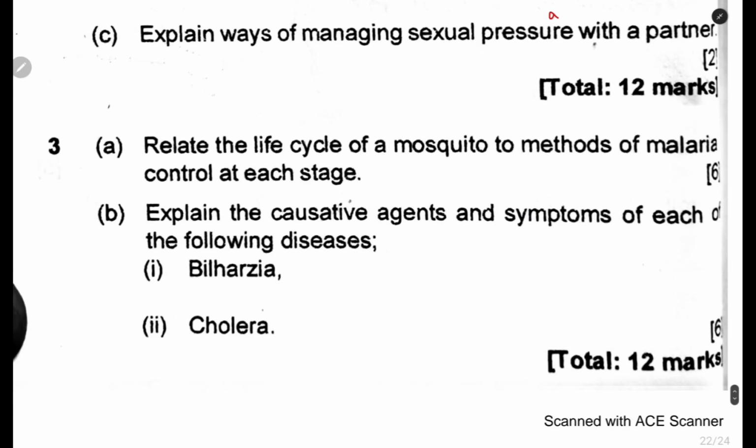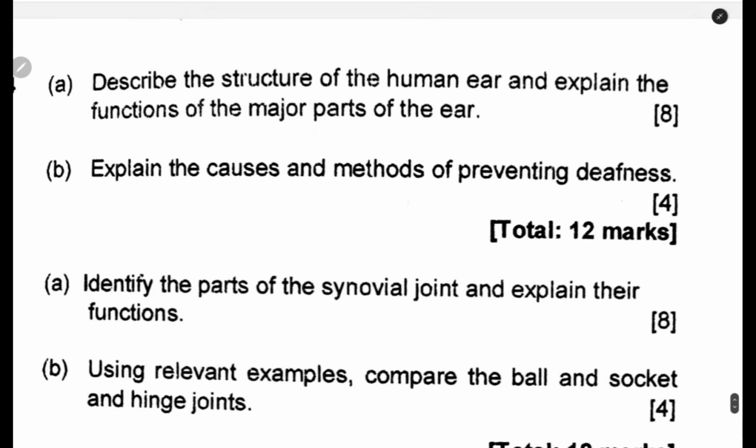Then question 3: relate the life cycle of a mosquito to malaria control at each stage. So I have a video where I answered section A questions on the life cycle of a fly, a mosquito. So there I explained some of the things that you need to know, so you might want to check it out. Explain the causative agent and symptoms of each of the following: bilharzia, cholera. I think this one was 2024. So causative agent, like I said, disease is one of the questions that came.